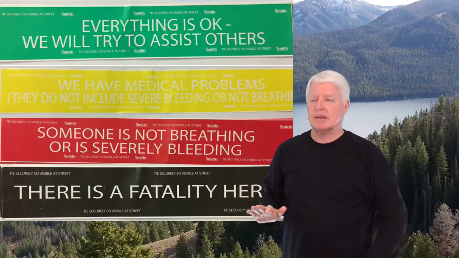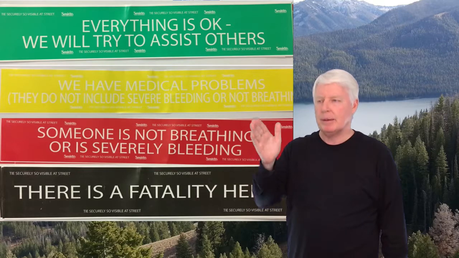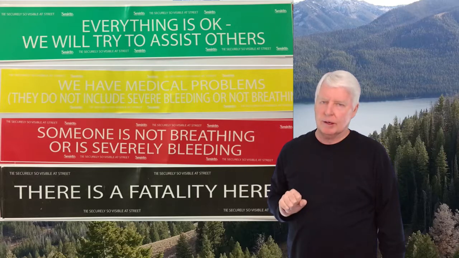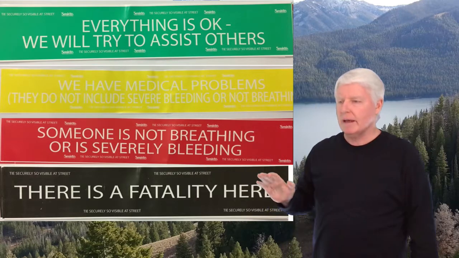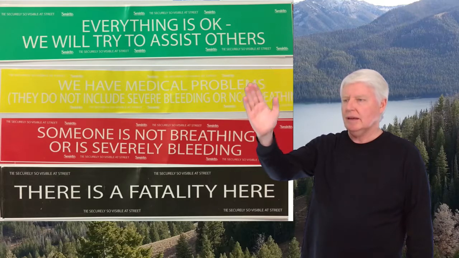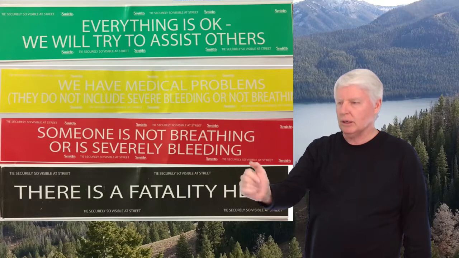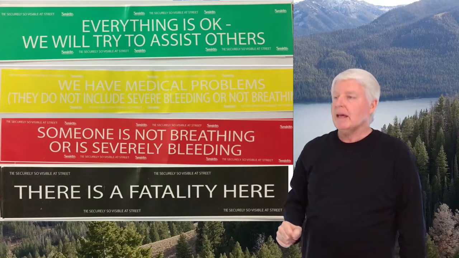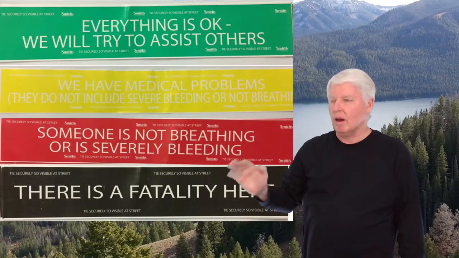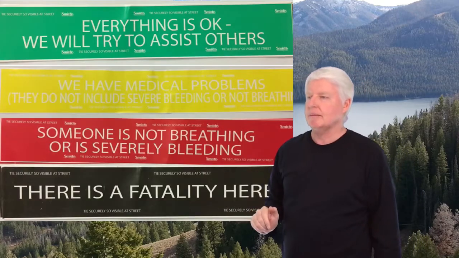So if we're in a disaster, we have to be prepared to deal with those types of things. And it's no fun to think about, I know that. But those are the colors. Green's good, minor problems, very difficult problems, and a fatality. Again, if you don't have stickers, use some cloth or a coloring crayon, something, to try to communicate.